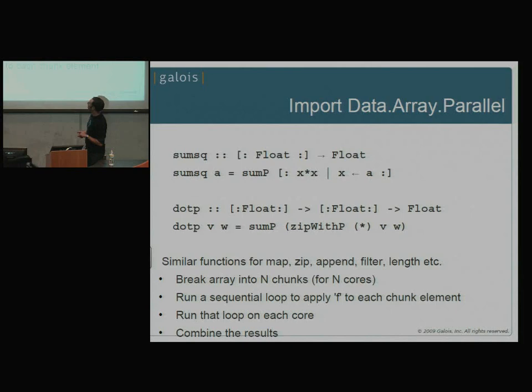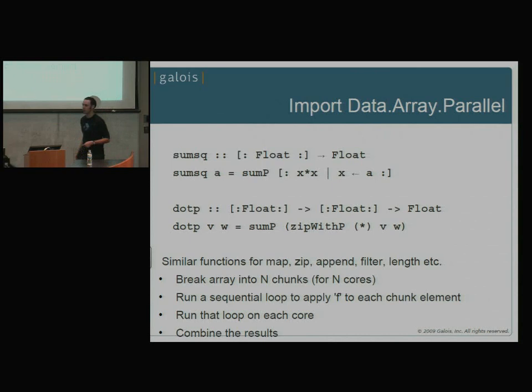So how does it do it? It breaks the arrays into chunks, n chunks across n cores, and generates loops for these things that apply the function arguments, times and sum and square. It applies those in parallel across the elements, and then combines the results. So it's a pretty simple programming model.